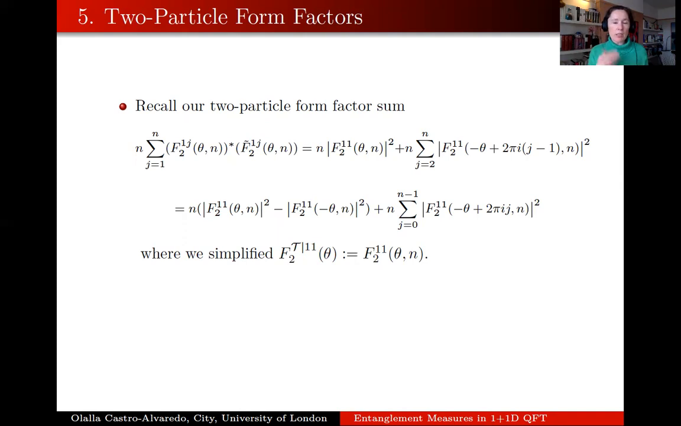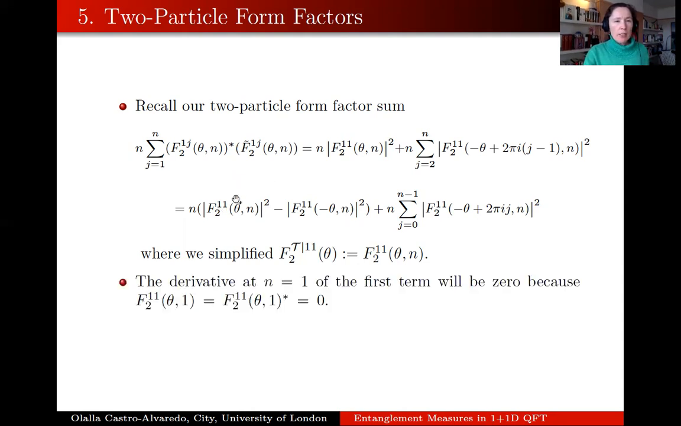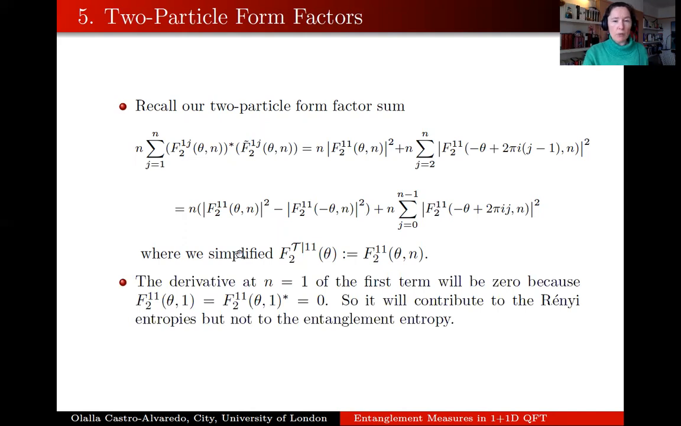So 1, 1 means the same particle, same copy. So we have this term in here, and this term in here, again, is going to give a contribution to Renyi entropies. But when n goes to 1, all these form factors are 0, so that's not going to give a contribution to the von Neumann entropy. So these factors there, they don't really matter very much for what I'm going to say.